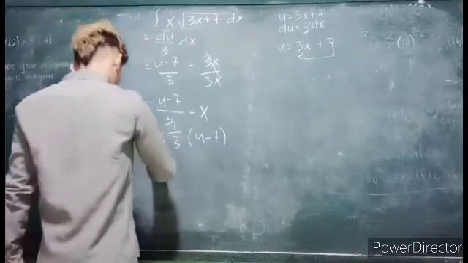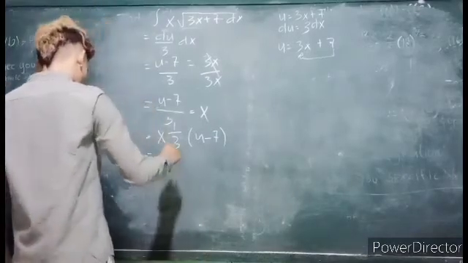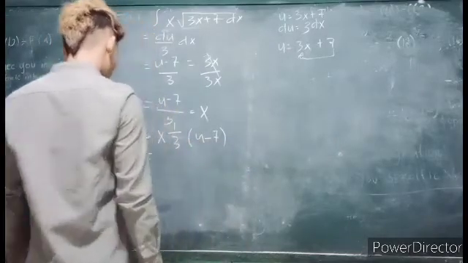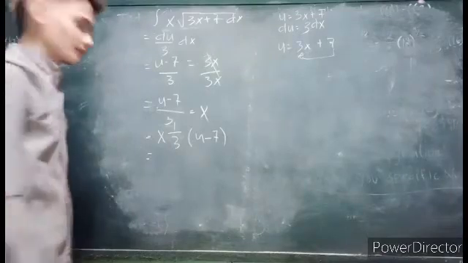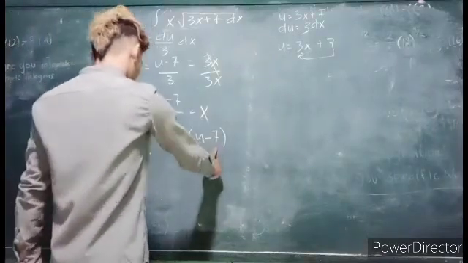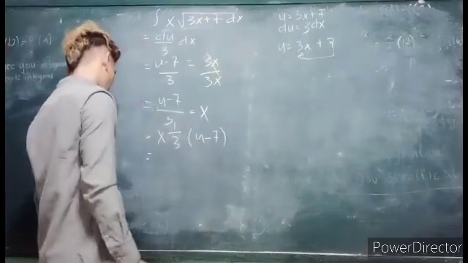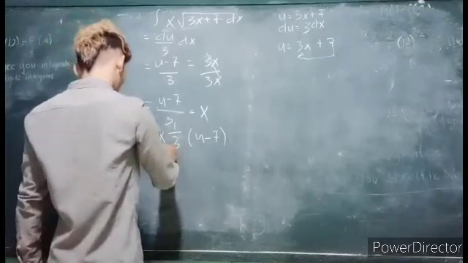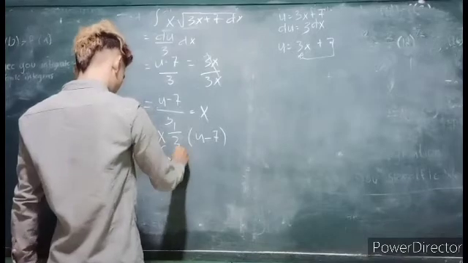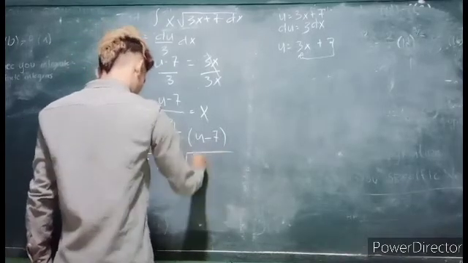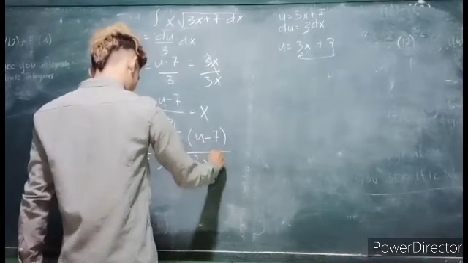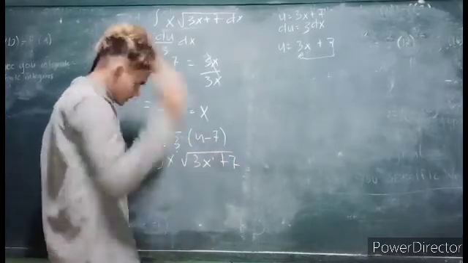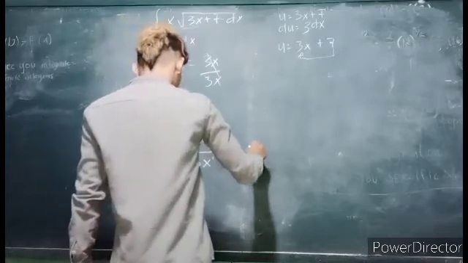Next, always remember, in order to perform u substitution, you need to eliminate every x variable in this expression. So x times 3x plus 7 dx.